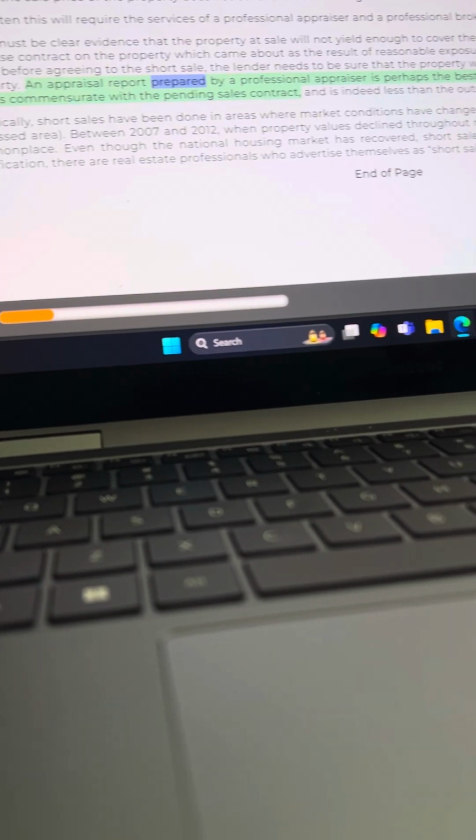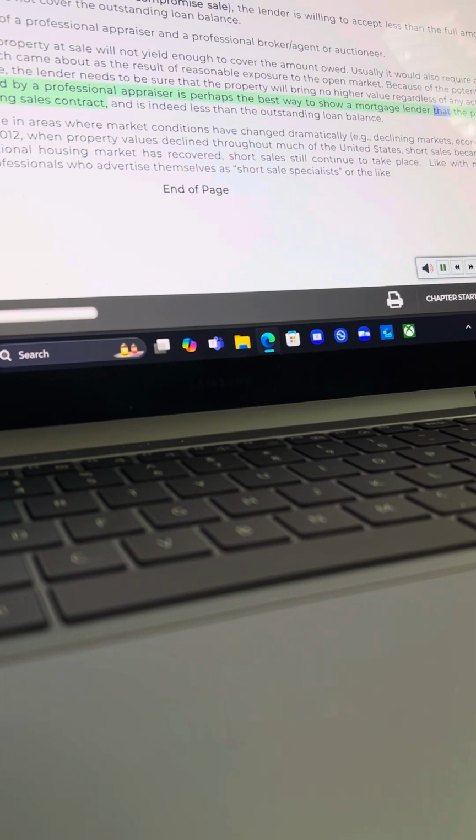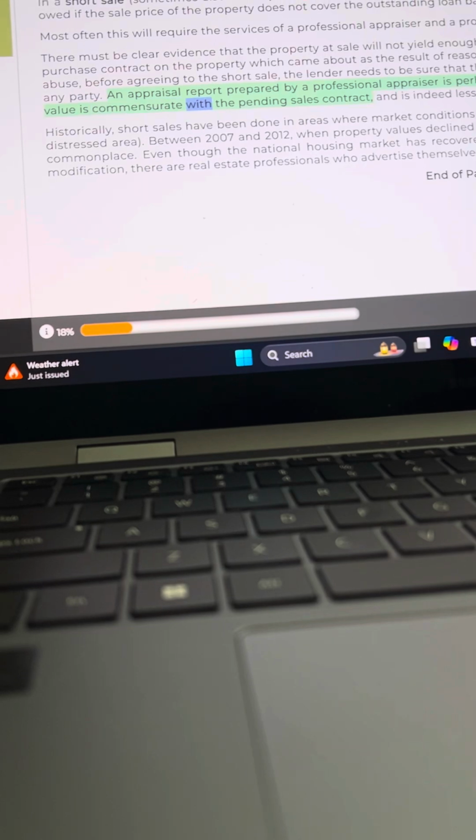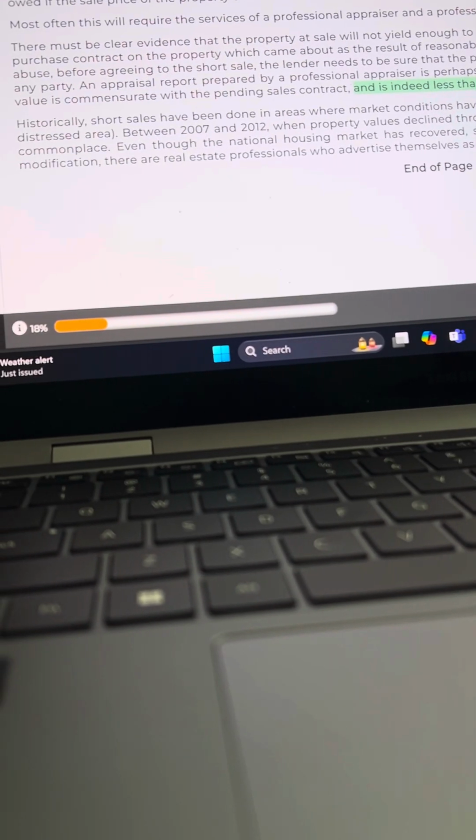An appraisal report prepared by a professional appraiser is perhaps the best way to show a mortgage lender that the property value is commensurate with the pending sales contract and is indeed less than the outstanding loan balance.